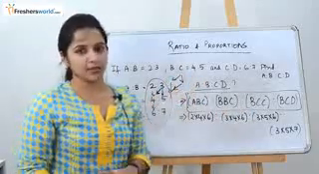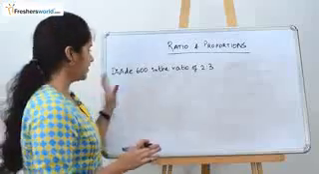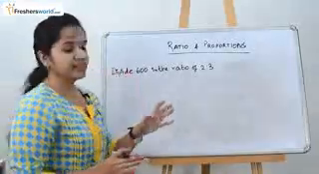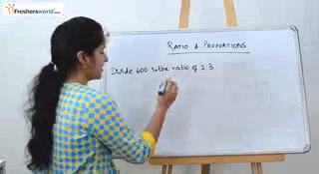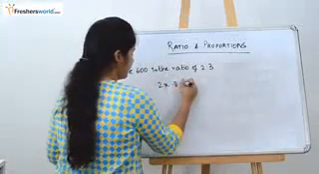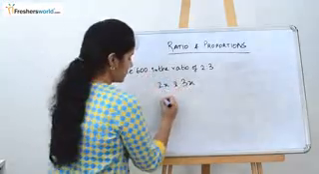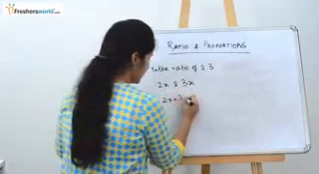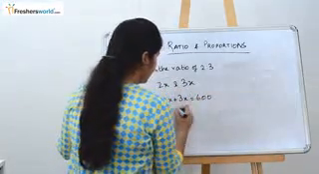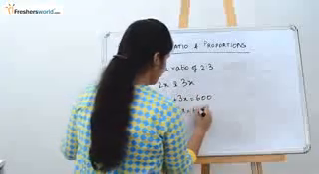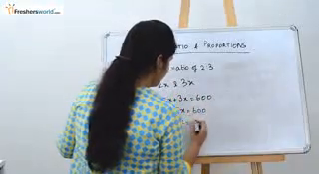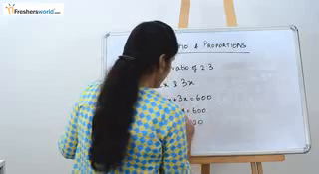Let's solve another problem. This is a common type of problem. What they are given is: divide 600 in the ratio of 2 and 3. So let's take it as 2x and 3x. They are telling us to divide 600 into these two. So it's nothing but 2x plus 3x is equal to 600, and we know that 5x is equal to 600 and x is equal to 120.